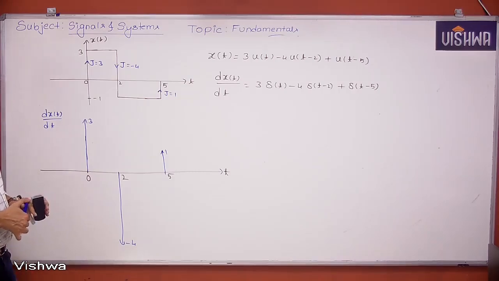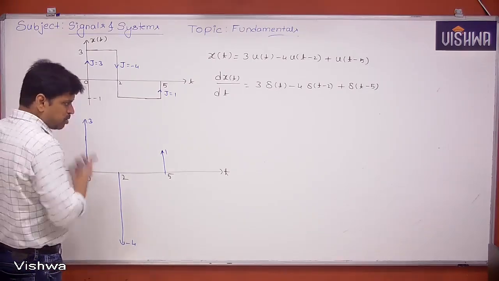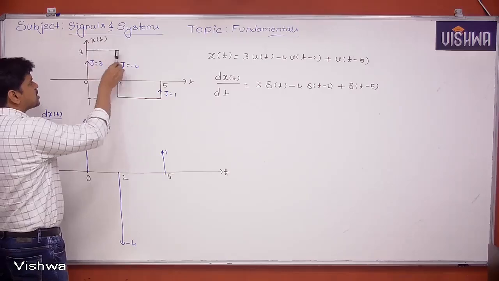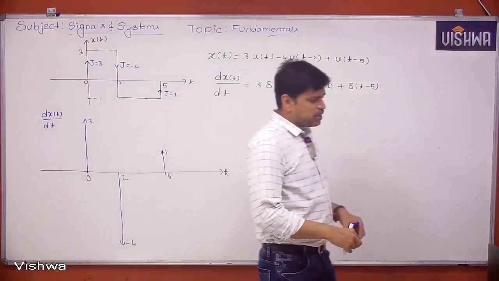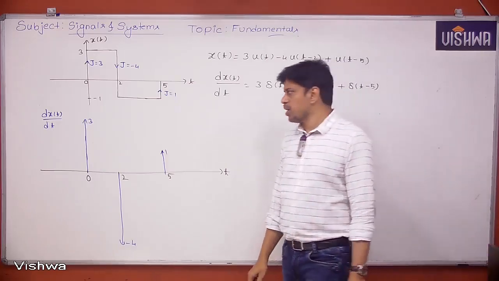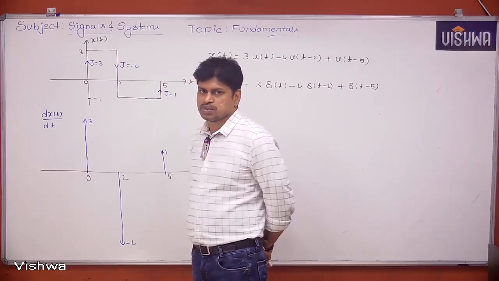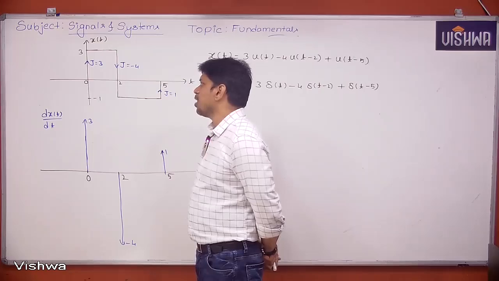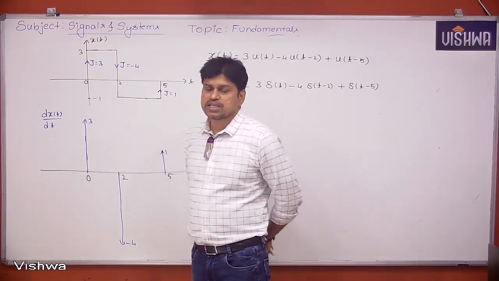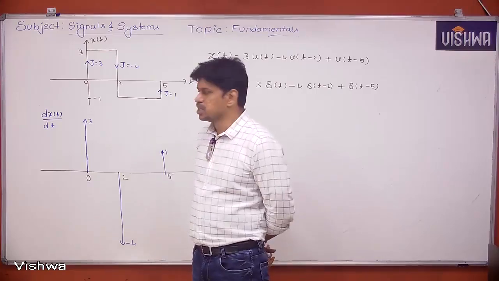Here also we don't have to see the expression for dx of t by dt to draw differentiation. Just remember, whenever there is a discontinuity in a waveform, while you are doing the differentiation, at the point of discontinuities you are going to get an impulse function. So I am repeating again, while differentiating a curve having discontinuities results in impulse functions at the point of discontinuities. That's what the meaning of it.